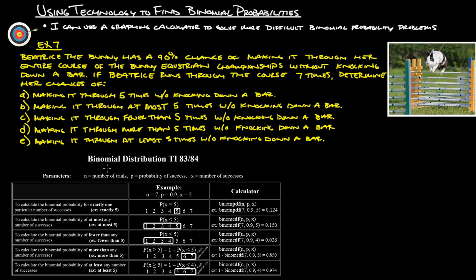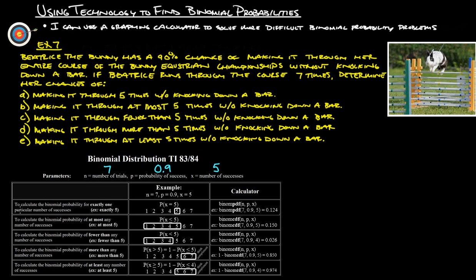If we're looking at A, we want to fill in these 3 things. The number of trials on all of these is going to be 7. Probability of success is going to be 0.9 because it's a 90% chance. And the number of successes on all of these is going to be 5. I made this to fit this problem so that it hopefully makes pretty good sense. The first one says making it through 5 times without knocking down a bar.